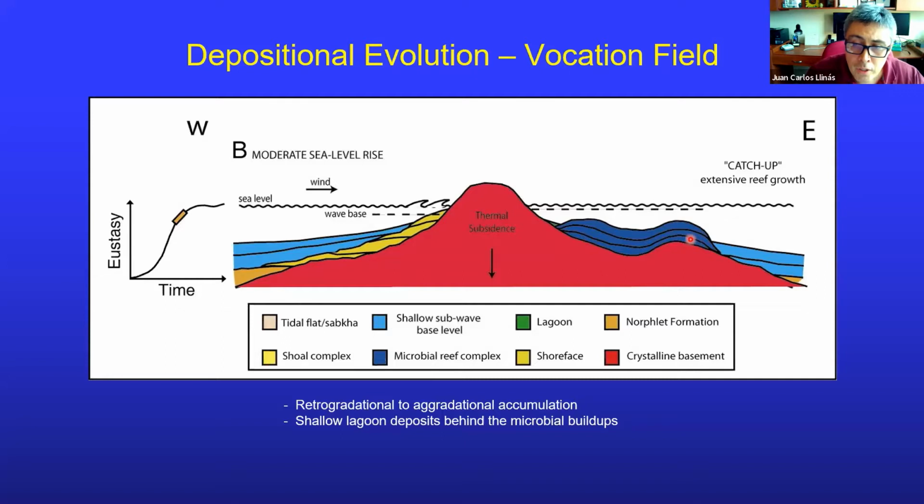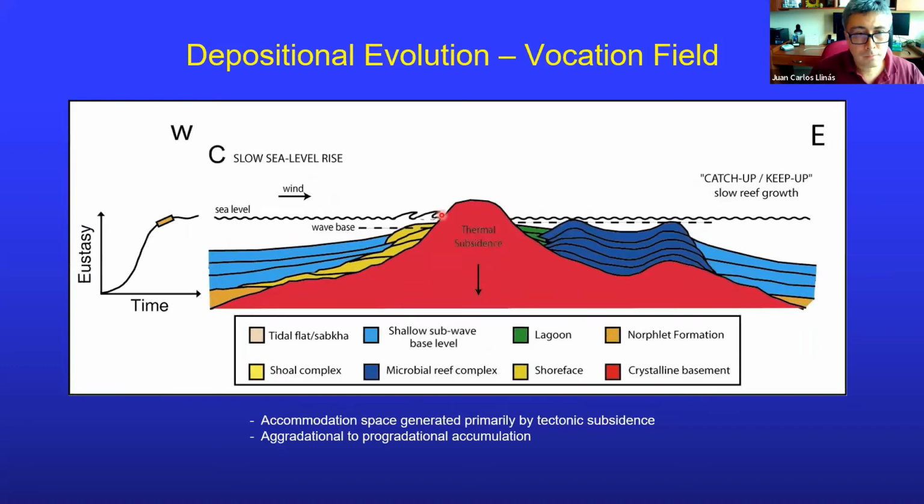So we have here a faster development of the microbial reef in an aggradational manner. Here and here also, it's like the backstepping of the shore. Then, as we reach the highest point of relative sea level, the microbial reefs and the surface deposits here start to slow down and begin to prograde in this case, just keeping up with sea level rise.